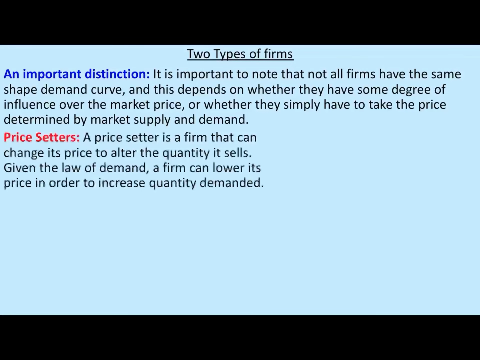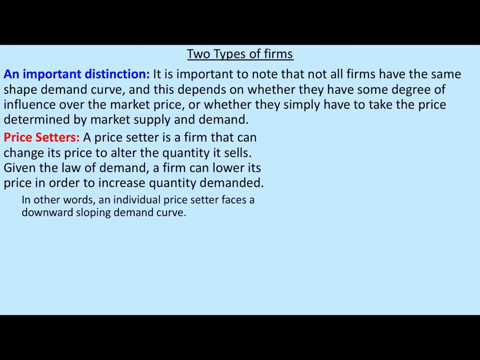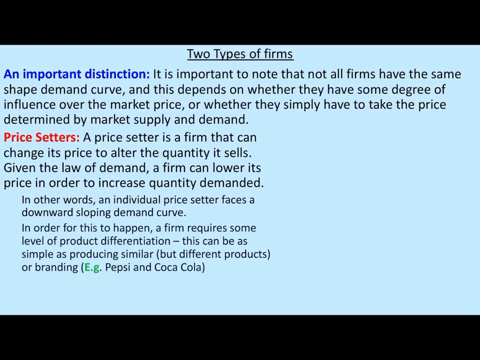The first type of firm is price setters, and these are ones that can change their price to alter the quantity that they sell. Given the law of demand, a firm can lower its price in order to increase the quantity demanded. In other words, an individual price setter faces a downward sloping demand curve. In order for this to happen, a firm requires some level of product differentiation. This can be as simple as producing similar but different products, or branding.